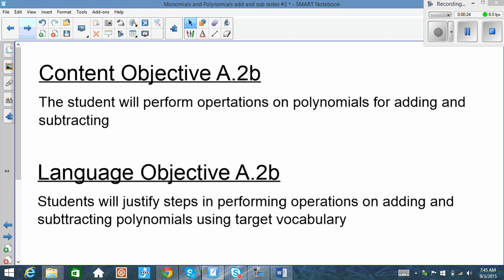The language objective for this is students will justify steps in performing operations on adding and subtracting polynomials using target vocabulary. Looks like I misspelled subtracting. Again, if you need to pause the video to finish writing down the notes.